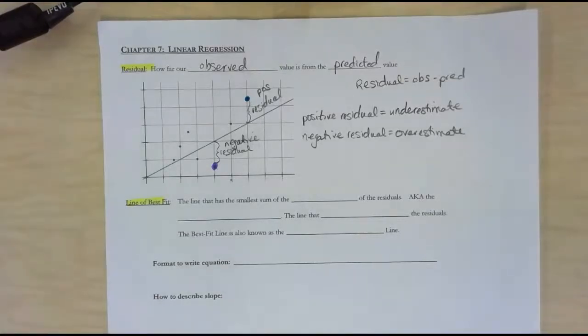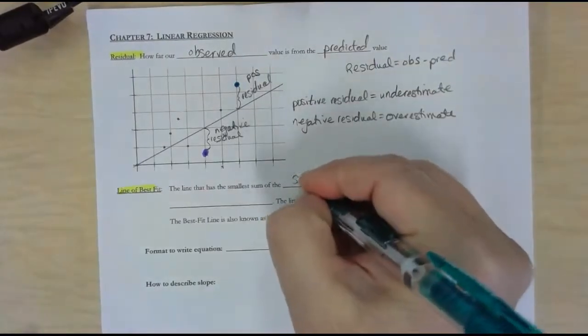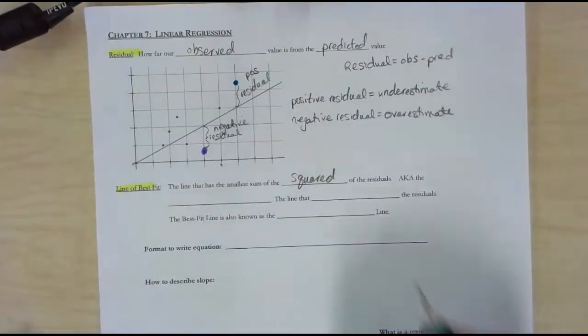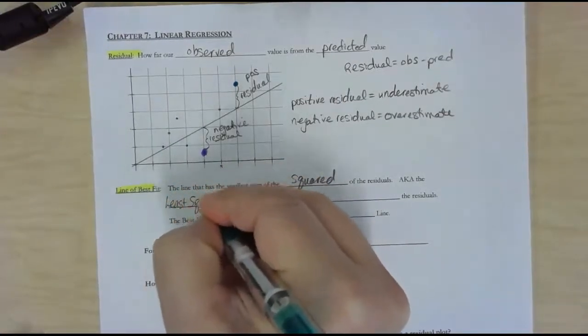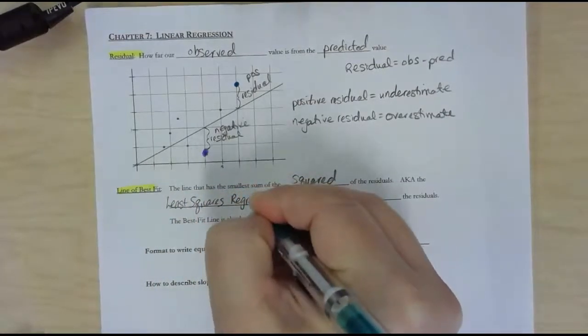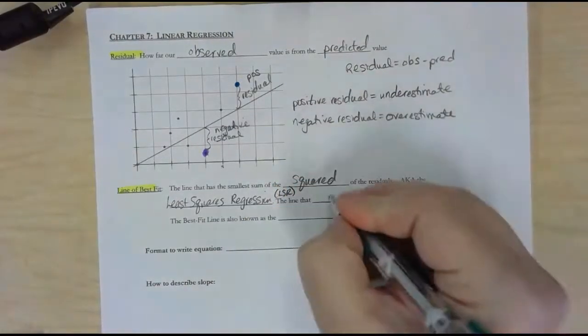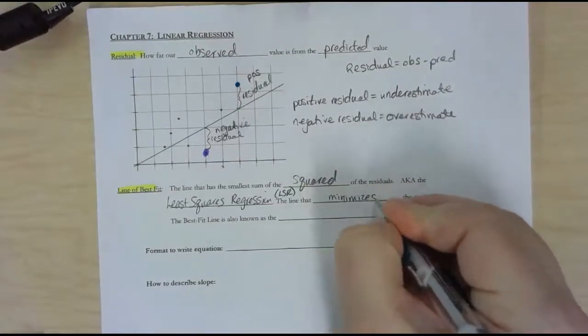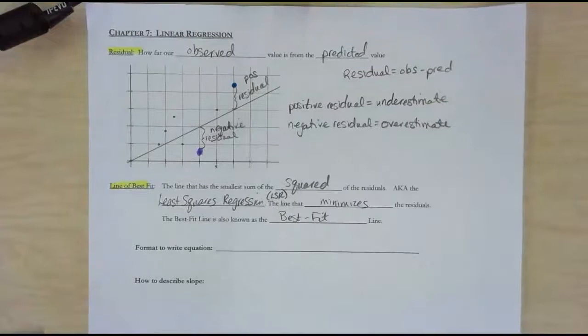Okay. All right, line of best fit is actually the line that has the smallest sum of the squared residuals. It's also known as the least squares regression, and that is the LSR. And what it does is it minimizes the residuals. It's also known as the best fit line. So you're going to see about 3 or 4 different types of words that mean the exact same thing. So line of best fit, linear regression, LSR. All of those are the same thing.